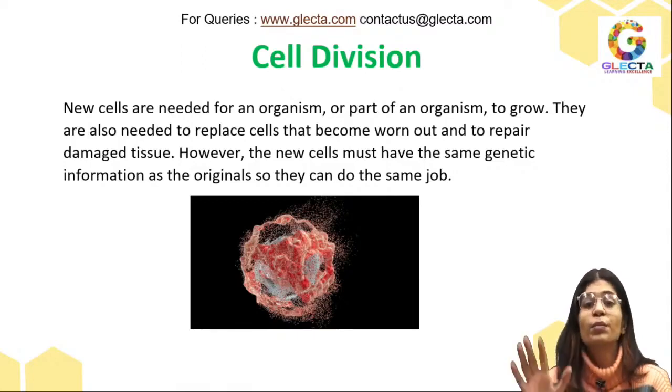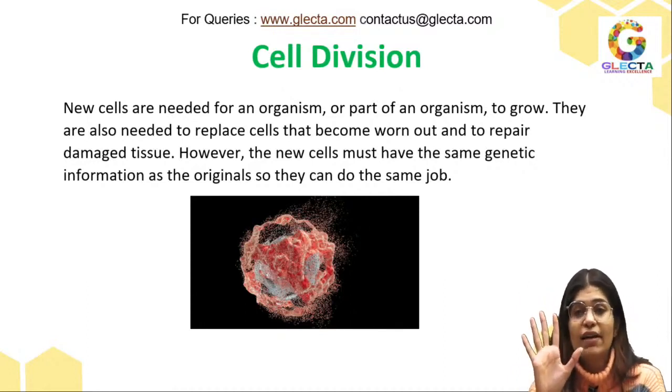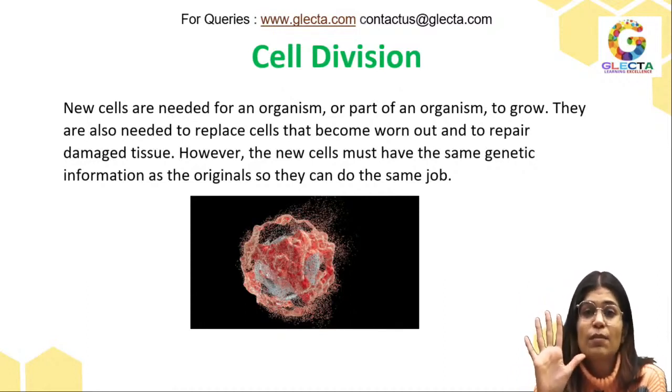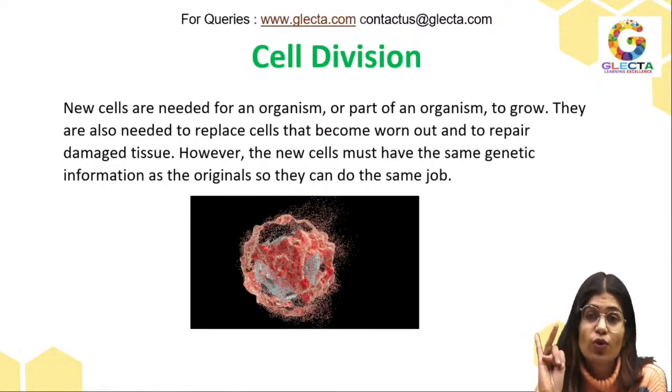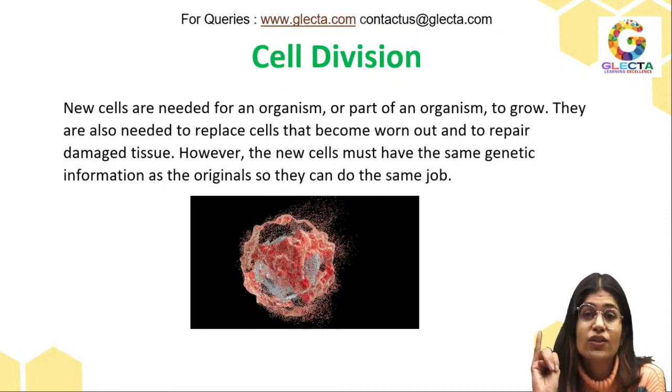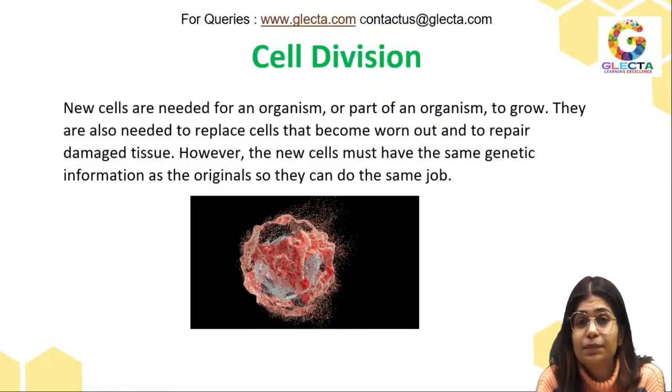So let's come with me. What all does the cell have? The cell has a cell membrane. The cell has cytoplasm. The cell has ribosomes. The cell has mitochondria. At last, the cell has a nucleus. And what does the nucleus have? The nucleus has the DNA.